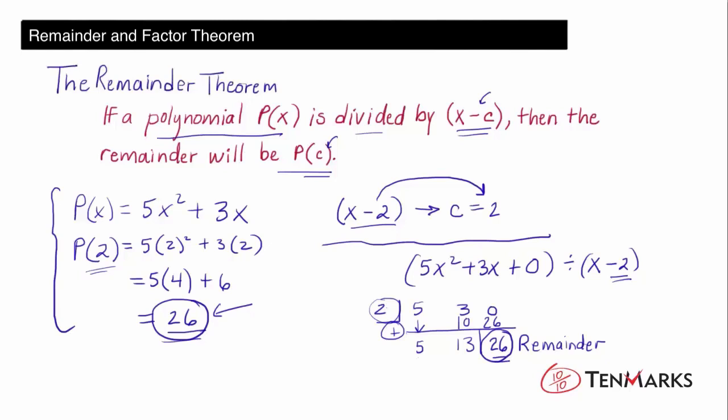And we can tell that because if we get a number other than 0, we know that our binomial is not a factor of the polynomial. Right here we can tell that x minus 2 is not a factor of 5x squared plus 3x because 26 is not a 0.